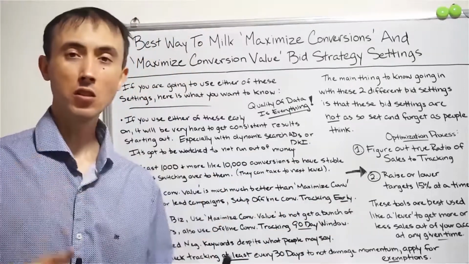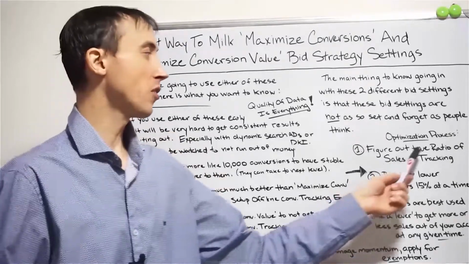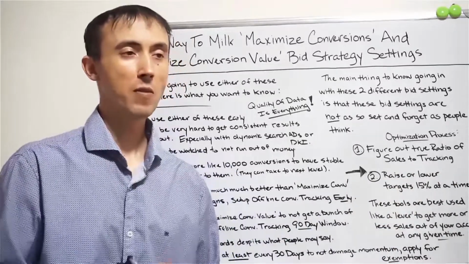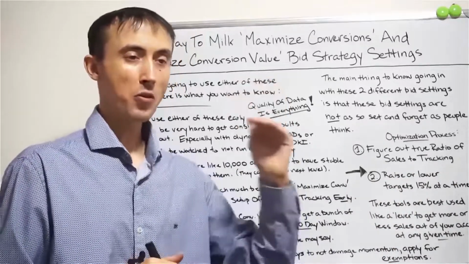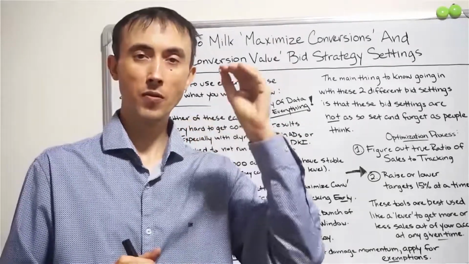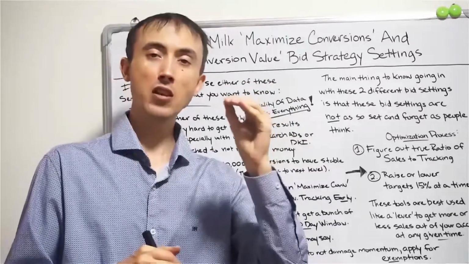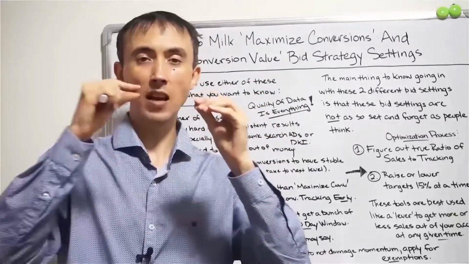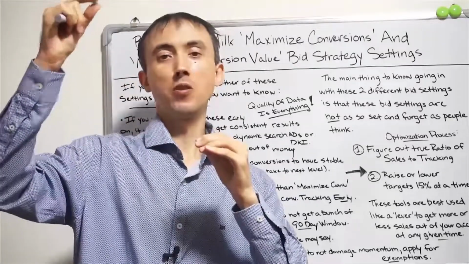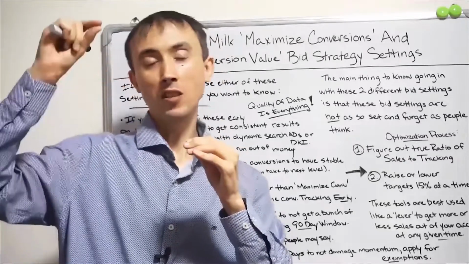So what you want to do once you have all these campaigns going for you is you want to figure out the true ratio of sales to tracking. In other words, try to figure out if you spend $3,000 a month in Google Ads and it says you basically sold $8,000, inside your account says conversion value $8,000, how much really came through to your bank account? Was it 15? So in other words, or just say 16.